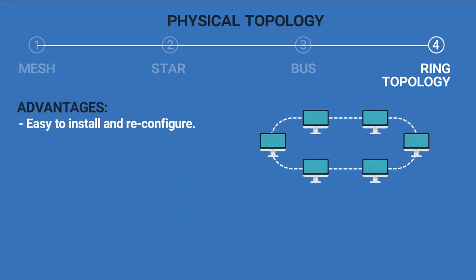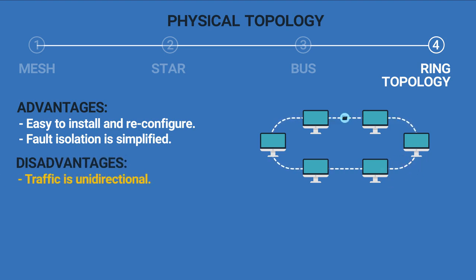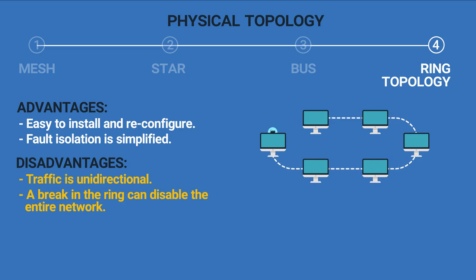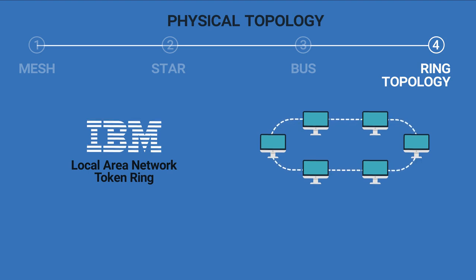Advantages: easy to install and reconfigure. Fault isolation is simplified. An alarm rings whenever a problem occurs, indicating the location. Disadvantages: traffic is unidirectional. A break in the ring can disable the entire network. Ring topology was prevalent when IBM introduced its local area network, Token Ring. Today, the need for higher speed LANs has made this topology less popular.